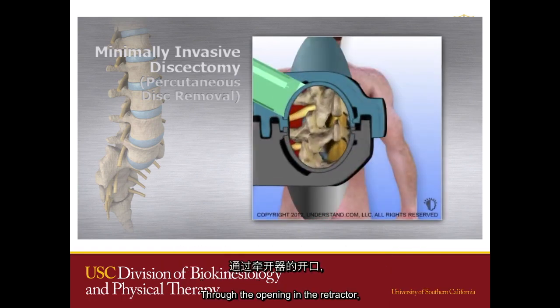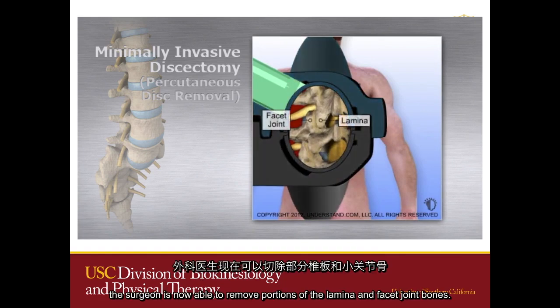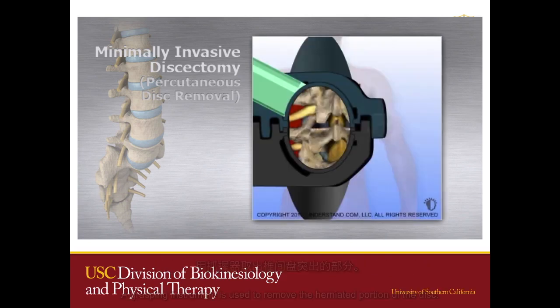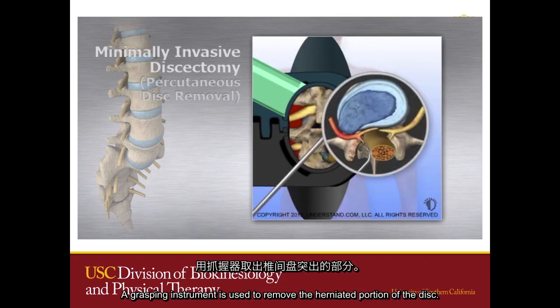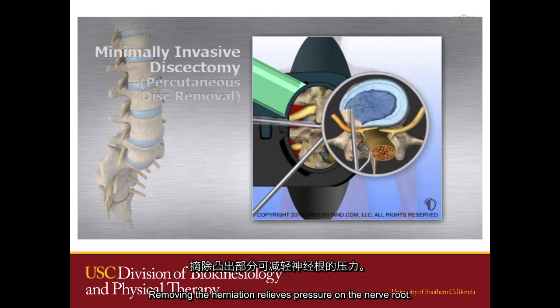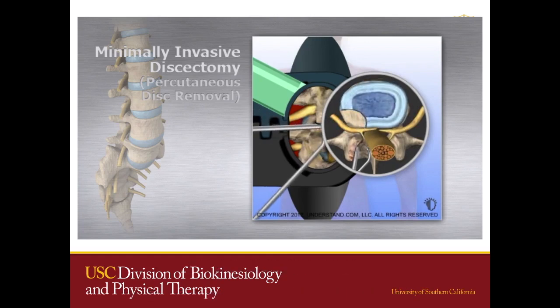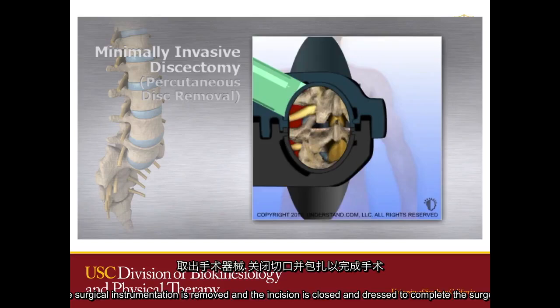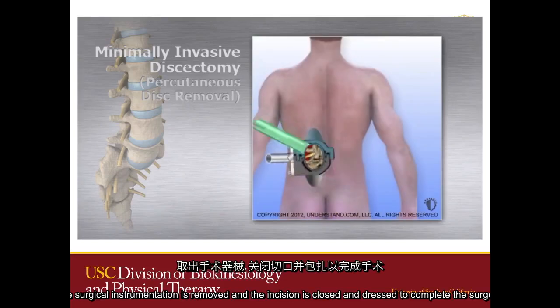Through the opening in the retractor, the surgeon is now able to remove portions of the lamina and facet joint bones. Removing bone here allows the surgeon to access the disc and compressed spinal nerves. A grasping instrument is used to remove the herniated portion of the disc. Removing the herniation relieves pressure on the nerve root. The surgical instrumentation is removed, and the incision is closed and dressed to complete the surgery.